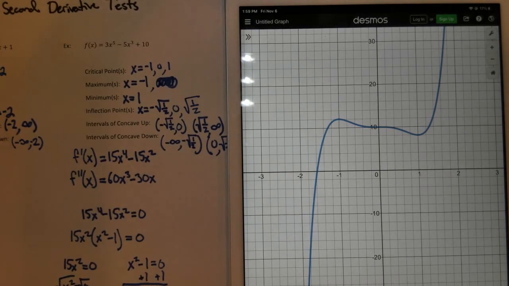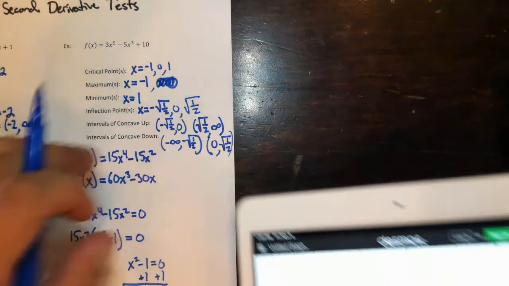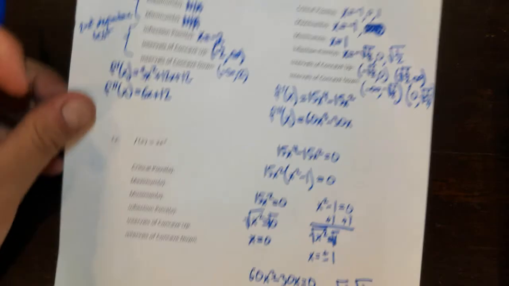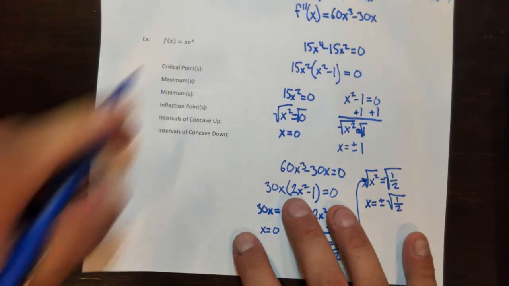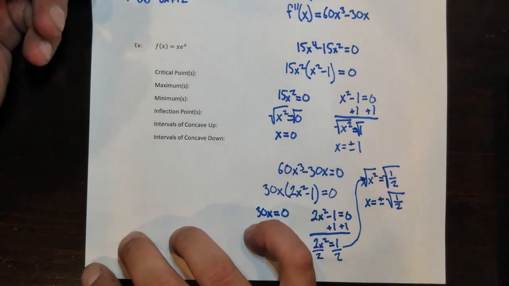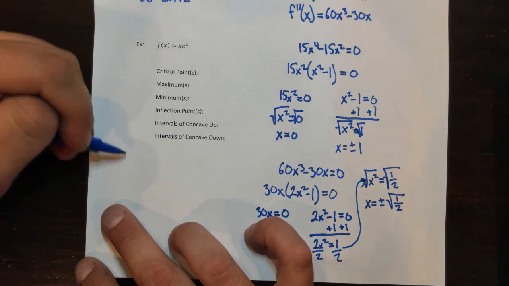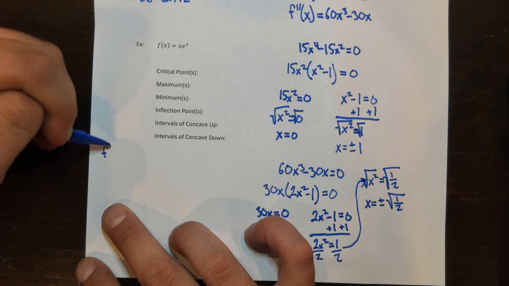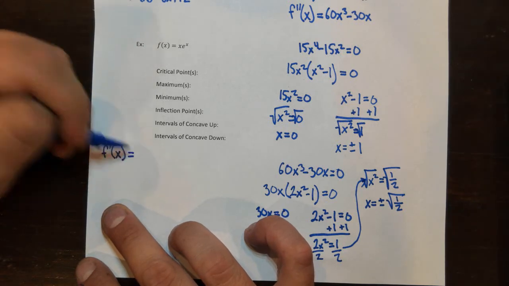Awesome. Now let's go to my last example here, and this is another one of our friends with e. So we have x times e to the x. And let's see here. So let's find the first derivative. We're going to have to use the product rule.